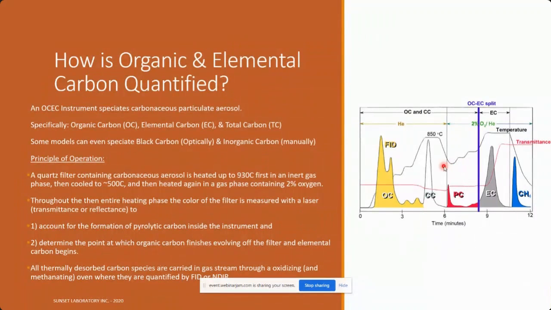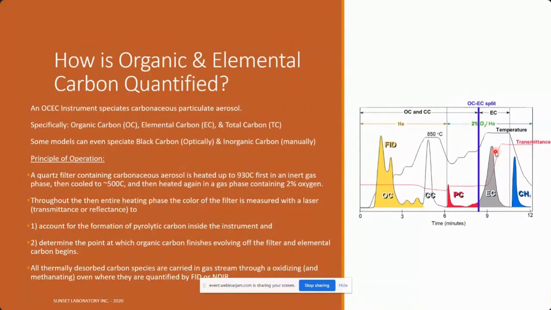So I'm going to talk more about what we call our thermal-optical correction. This is the laser, the color change in the filter that is so important to speciating. And I'm going to trace it right now with my pointer, but this is the laser as it's changing throughout the analysis, and you see it slightly darken and then come back up towards the end of the filter.